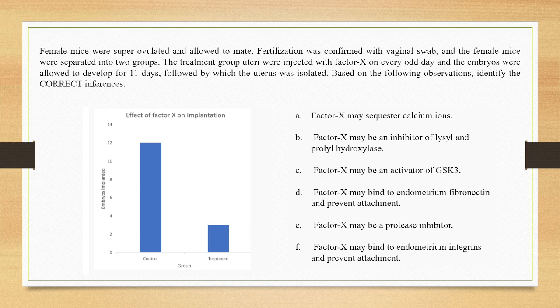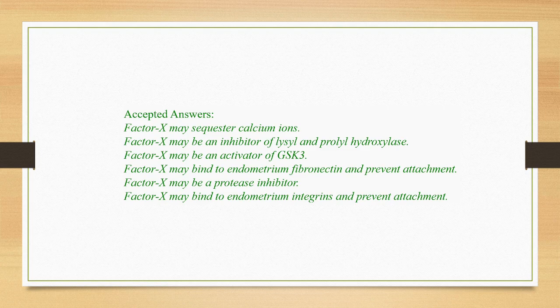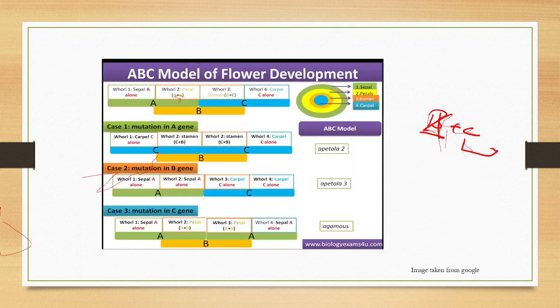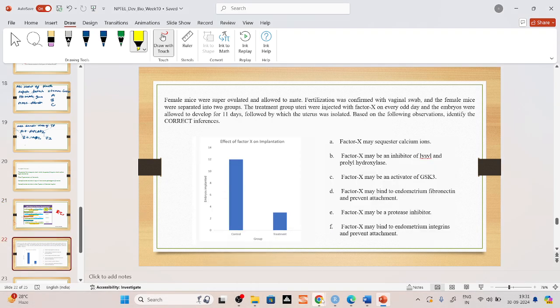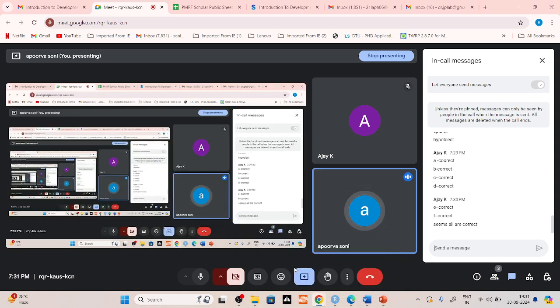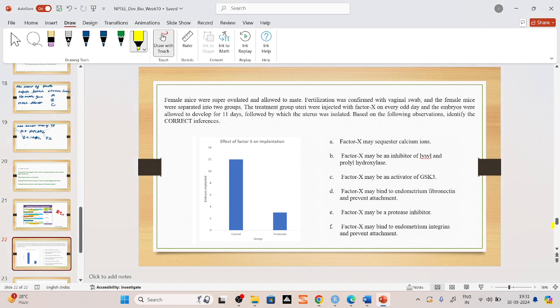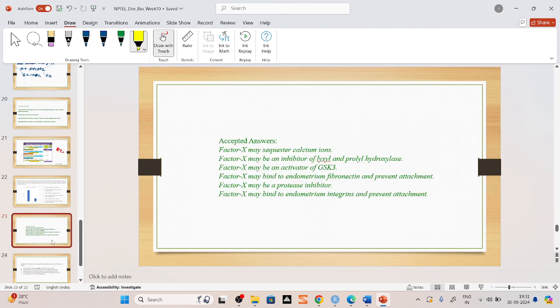Okay. See what you have answered. Yeah, I'm ready. Okay. E correct. F. Okay. A, B, C, D, E, F seems all correct. Yes. So, indeed, I think all the options are correct here. Yeah, all the options are correct.